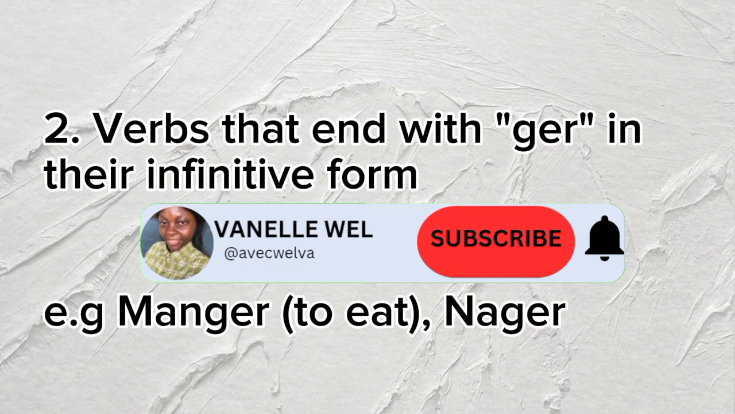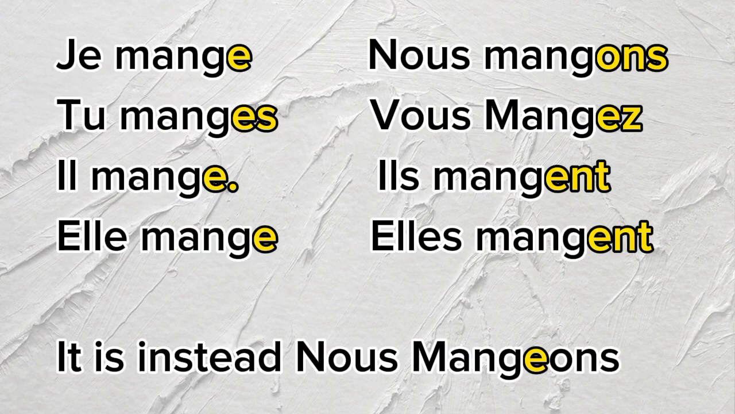The second exception are the verbs that end with ger. Example, manger. So let's have the normal pattern of conjugation. Je mange, tu manges, il ou elle mange, nous mange, vous mange, ils ou elles mangent. So for the nous, with the verb manger, you are going to introduce an e in between the g and the o.